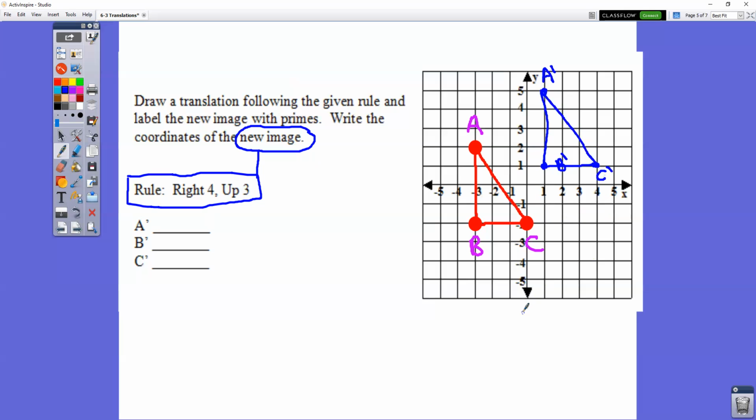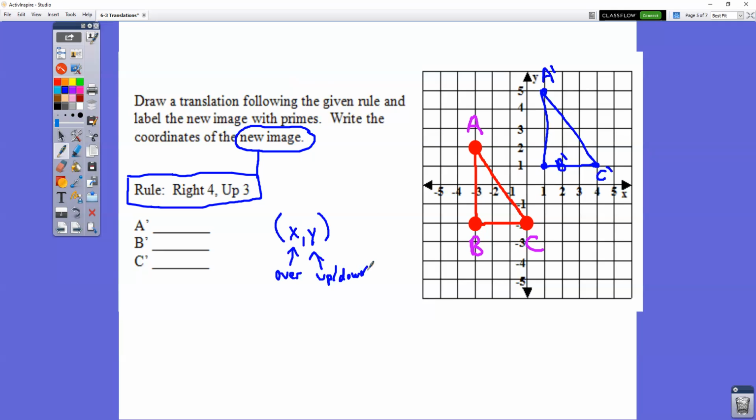All right. On Class Kick, I have to hand score all your pictures. But now we need to write down the coordinates. Now remember, when you write down coordinates, your coordinates are always x, comma, y. Your x value is how many you go over, left or right. Your y value is how many you go up or down.